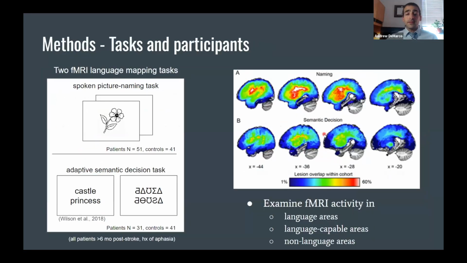Okay, so to jump right into the methods, we have two tasks: a spoken picture naming task, and Stephen Wilson's adaptive semantic decision task. We gave these tasks to a group of patients and a group of controls. Here's the lesion overlap of the patient group for the naming task, and the lesion overlap for the cohort of the semantic decision task. We're basically going to examine fMRI activity during the task in language areas, in what we here call language capable areas, and in non-language areas.